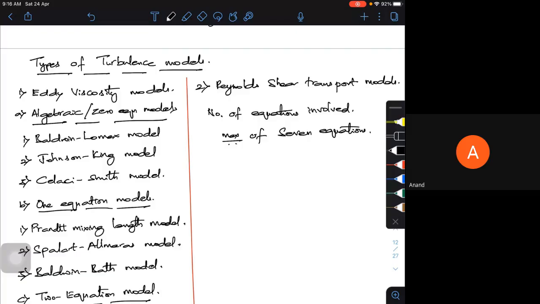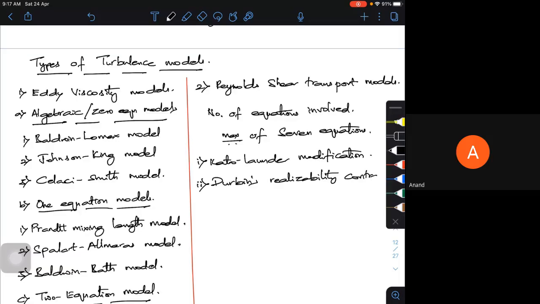So under this, we have the first, the Cato-Lambda modification model. These are very rarely used. Okay, then the second one, Durbin's realizability constraint model.